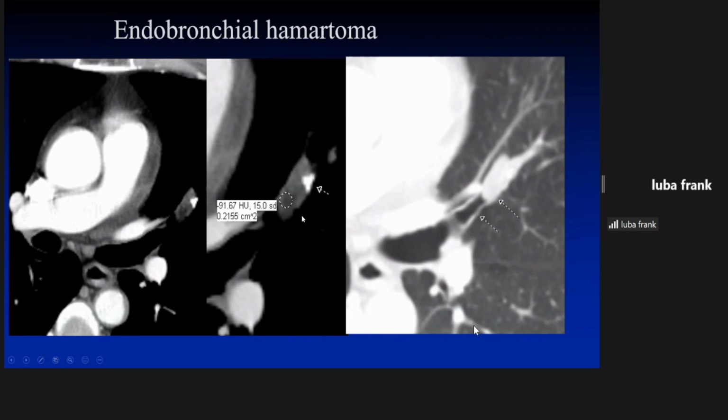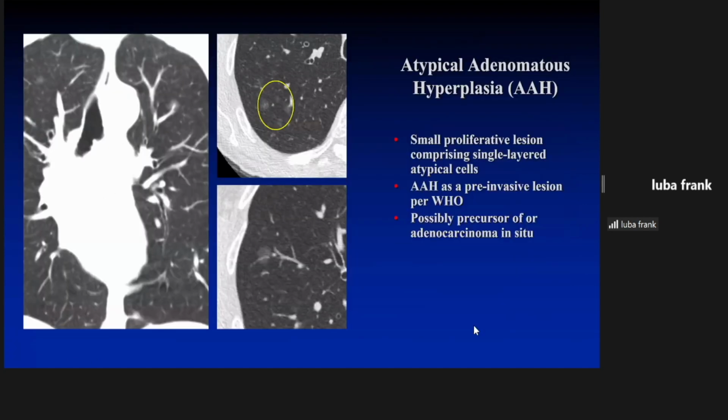However, in this particular case, we were able to measure the attenuation of this lesion that sits within the bronchus and partially obstructs it. As you can see, minus 91 Hounsfield units. This is macroscopic fat. It was diagnosed and resected. So I have to touch on atypical adenomatous hyperplasia as well.